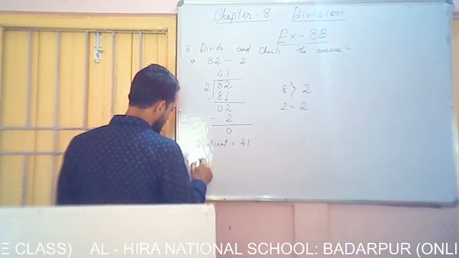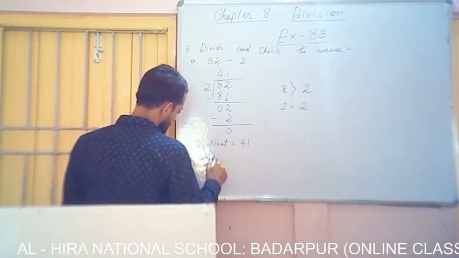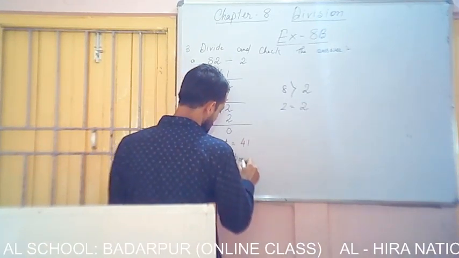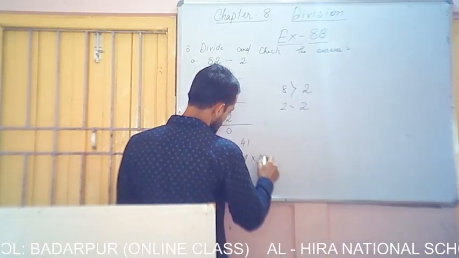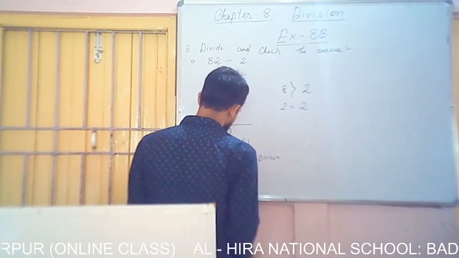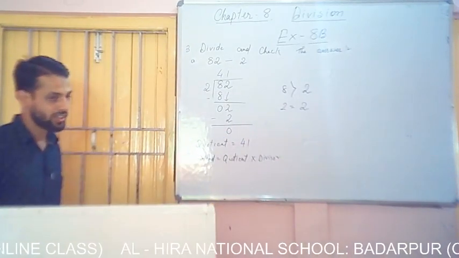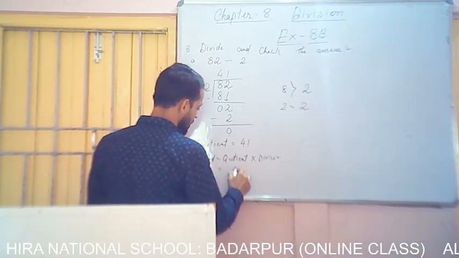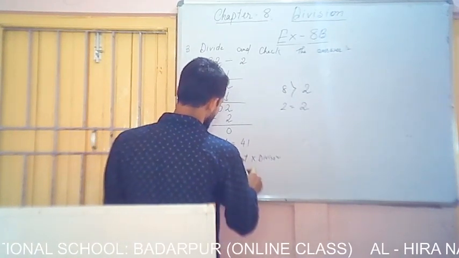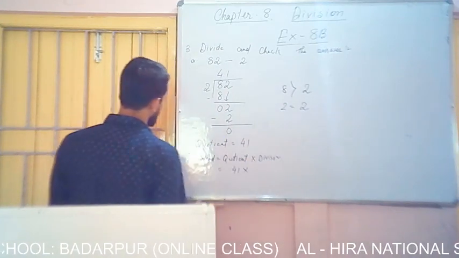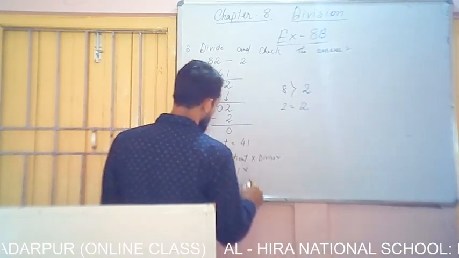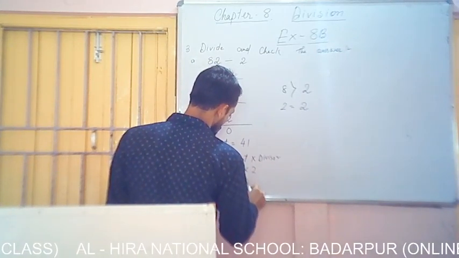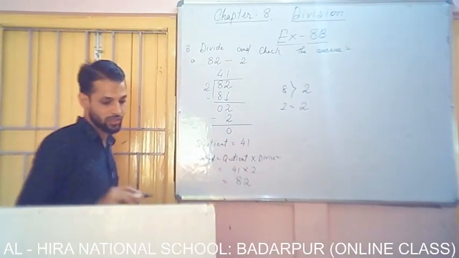So what do we have to do? Dividend equals quotient times divisor. Here you can see the quotient is 41 and the divisor is 2. So 41 2s are 82. So here the answer is correct.